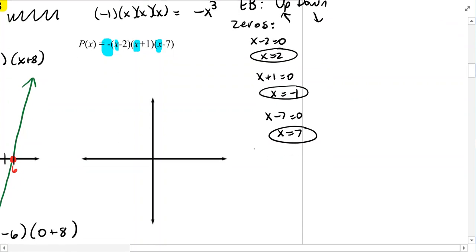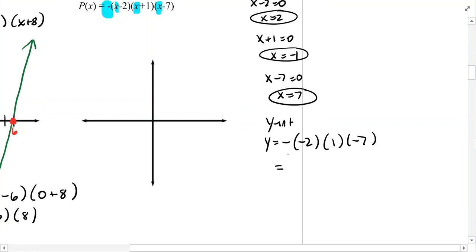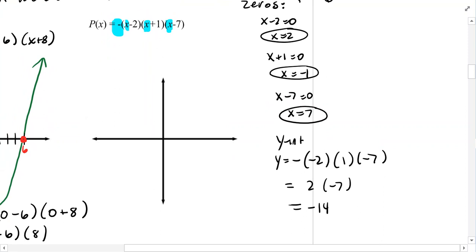Okay, now I can find my y-intercept. Again, my y-intercept is a bonus. We don't really need it, but it's nice to have sometimes. This one's easier to calculate too, even better. Positive 2 times 1, which is a negative 14.